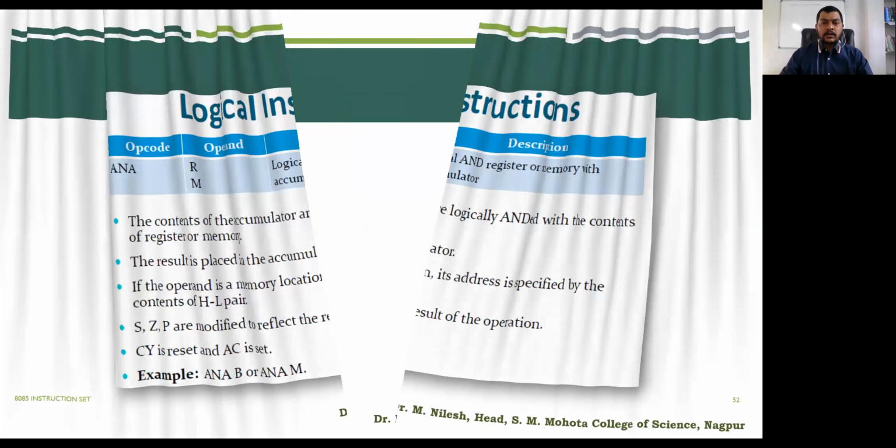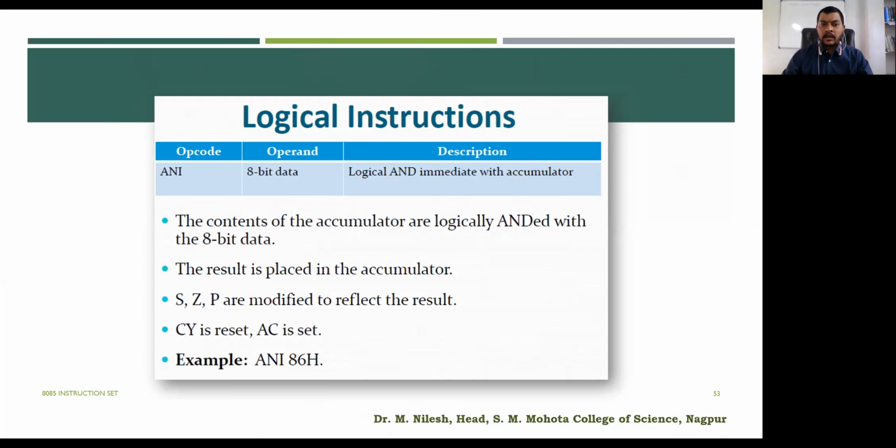Then the next is ANI, AND immediate data with the accumulator. Similarly, as we have used CPI, compare immediate, similarly ADI, similarly ANI, right? Logical AND immediate with the accumulator, where the data is specified in the instruction itself. So these are all there. Carry flag is reset and auxiliary carry is set. Example is ANI 86H. So 86H is the data which is to be ANDed with the contents of the accumulator.